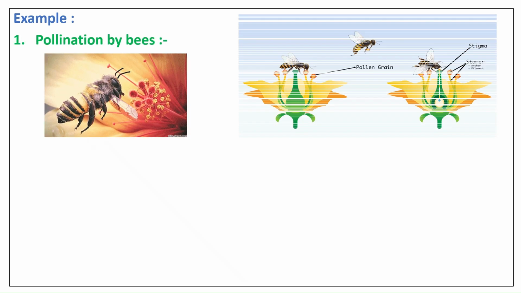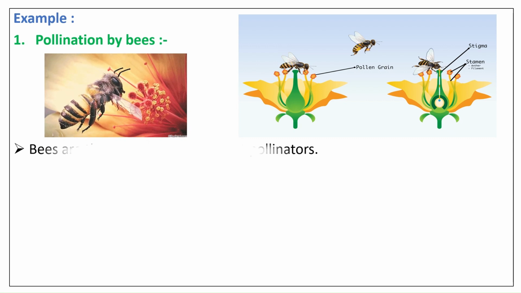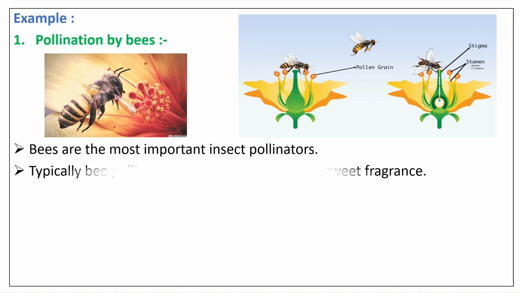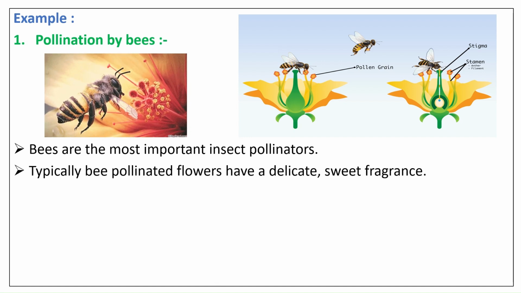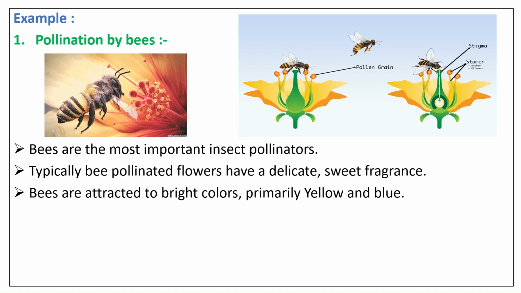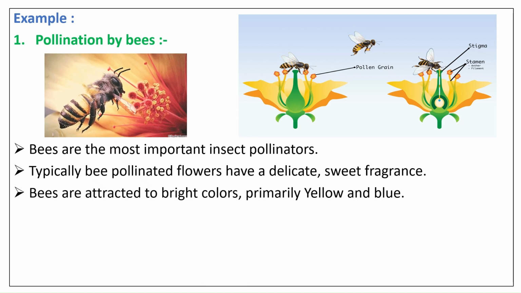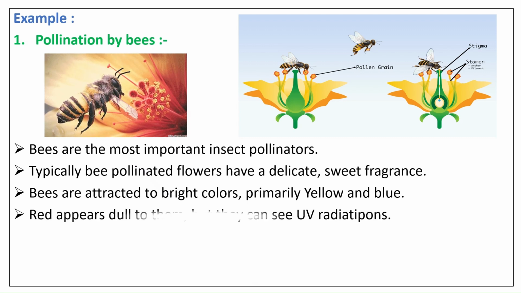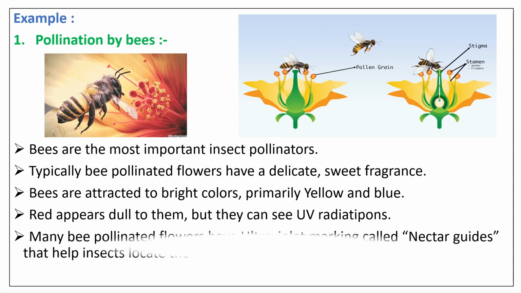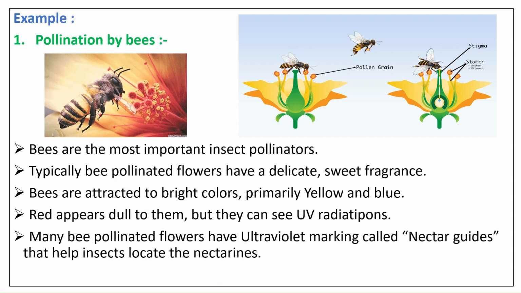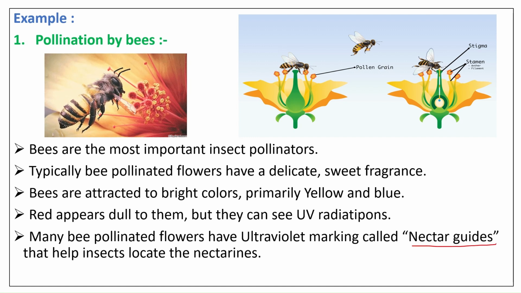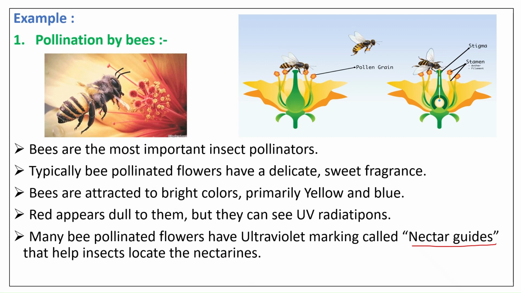1. Pollination by bees. Bees are the most important insect pollinators. Typically bee-pollinated flowers have a delicate, sweet fragrance. Bees are attracted to bright colors, primarily yellow and blue. Red appears dull to them, but they can see UV radiations. Many bee-pollinated flowers have ultraviolet markings called nectar guides that help insects locate the nectaries.